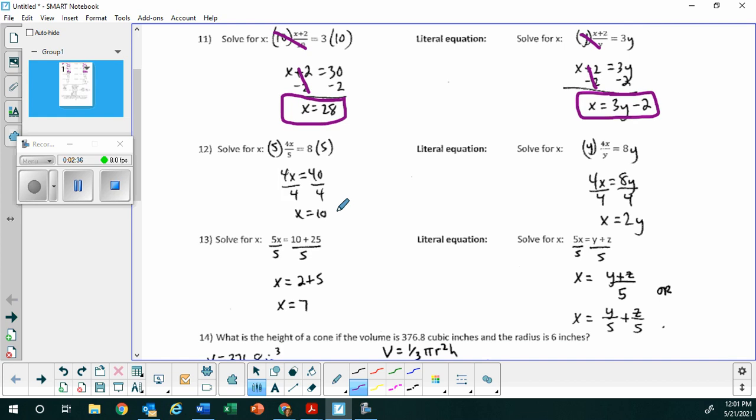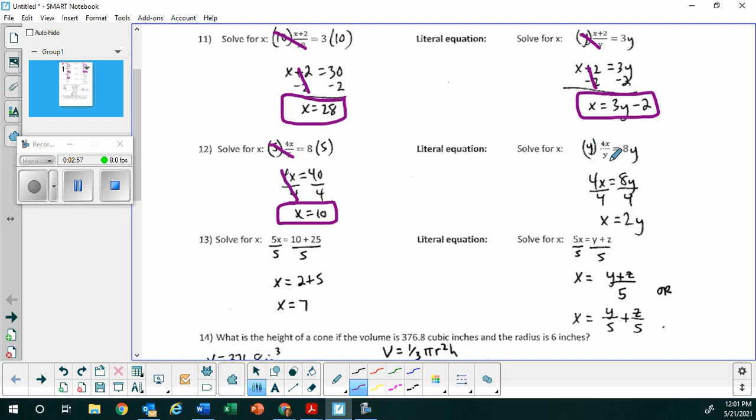All right, for number 12, when we have a denominator of 5, we're going to multiply both sides by the 5, and that cancels out. Of course, 8 times 5 is 40, and then we simply divide both sides by the coefficient of 4. And in this case, we get an x is 10. So again, we multiplied by 5, then divided by the coefficient.